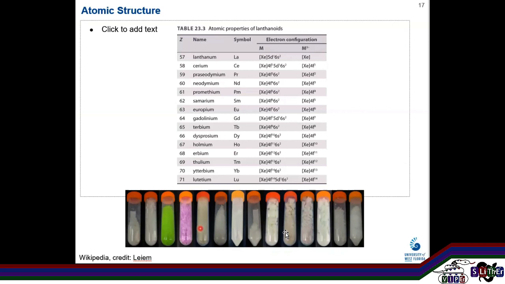They're relatively boring in their salt and solid state form, mainly because there aren't many ligand field effects because of the core-like F orbitals. And so we don't get tons of beautiful colors. But that's okay. The transition metals are good for that.